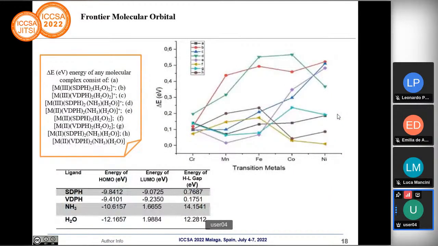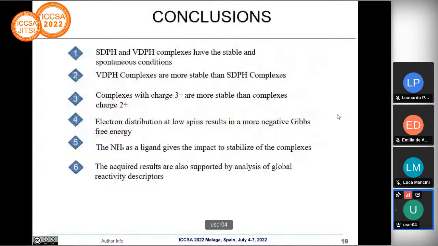And then this is the frontier molecular orbital, or FMO. FMO is based on the HOMO-LUMO gap energy. We can analyze the HOMO-LUMO energy and then conclude the frontier molecular orbital like that. So the graph shows that the complexes are stable in many conditions. And then each ligand has a different energy gap: SDPH, FDPH, ammonia, and water. The highest value of the HOMO-LUMO gap is the ammonia ligand. So this connects to the additional ammonia making the system or complex more stable. So this is the conclusion of the results.